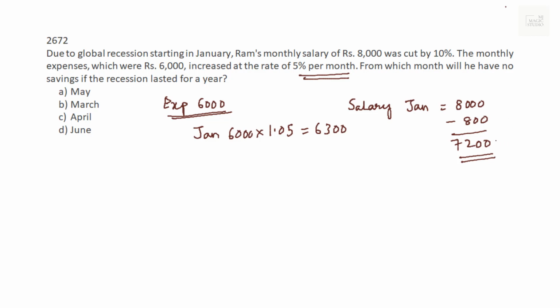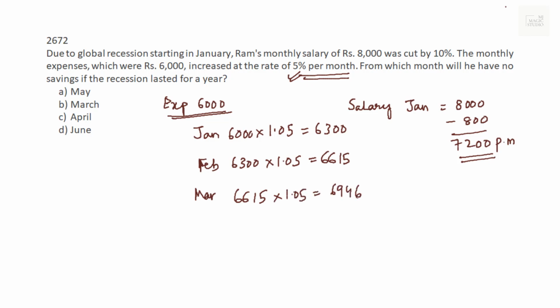Now his salary is fixed at 7,200 per month, but his expenses are increasing by 5% every month. So in February, his expenses would be 6,300 into 1.05, 5% again. That would be 6,615. Still he is saving. In March, it would be like 6,615 into 1.05. That would be 6,946 roughly.